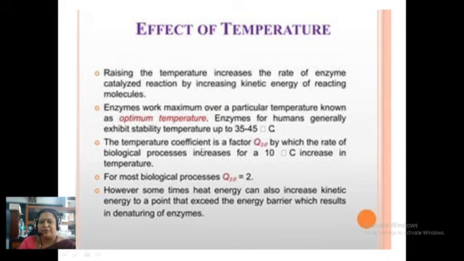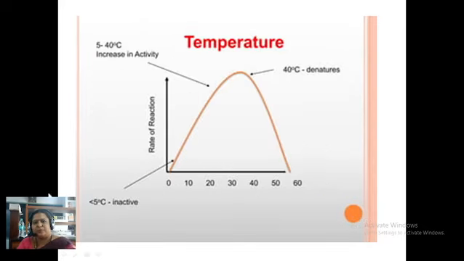The temperature coefficient is a factor Q10 by which the rate of biological process increases for a 10 degrees Celsius increase in temperature. For most biological processes, Q10 is equal to 2. So this picture shows the effect of temperature on enzyme activity. Increase in temperature leads to increase in activity up to a particular temperature. This particular temperature is known as optimum temperature. After that, the protein denatures. That is, above 40 degrees Celsius, the protein denatures. The enzyme activity slows down.